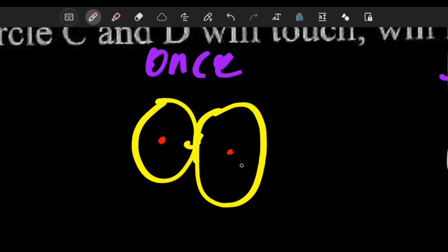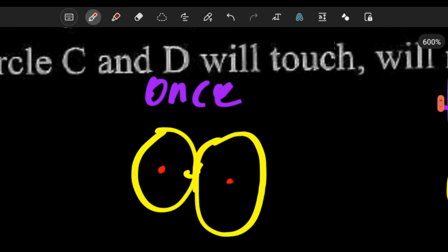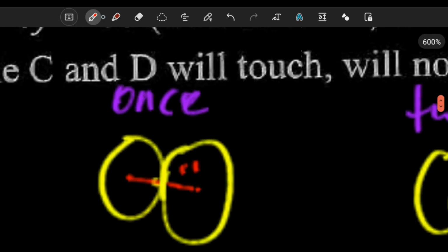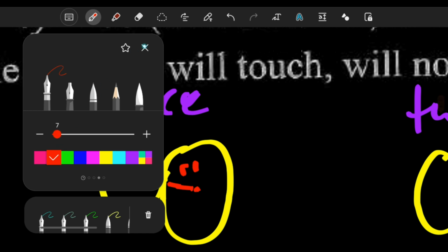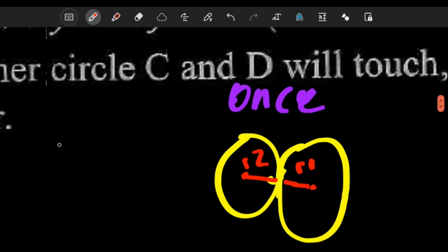Here, this is the center, this is the center. If they touch once, it means that the radius of the one circle plus the radius of the other circle, let's label them R1 and R2. If they touch once, then the distance of radius 1 plus the distance of radius 2 would be equal to the distance between the two centers.